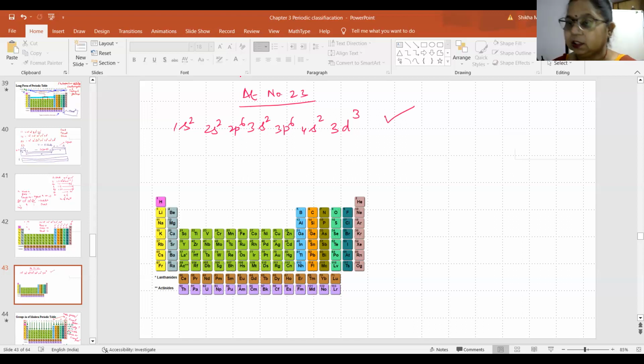The reason is, for those who write it as 3d3, 4s2, what will happen? If you copy down the rest and then write it like this, what will you assume? It seems as if it is an S block element, with S block.